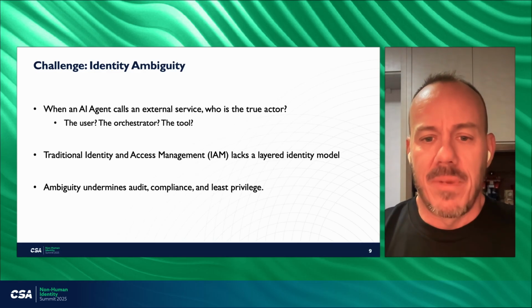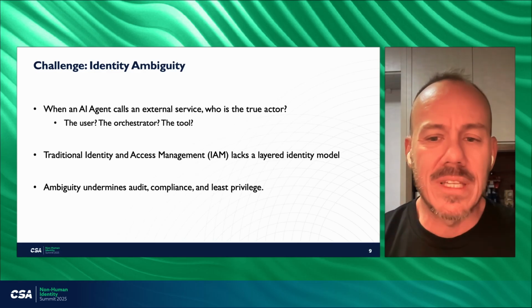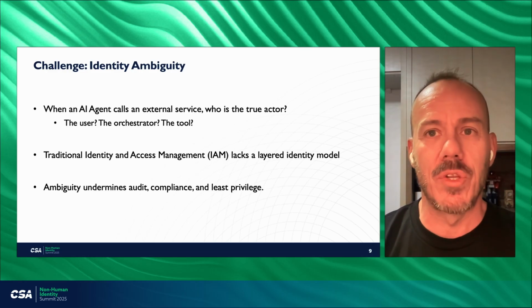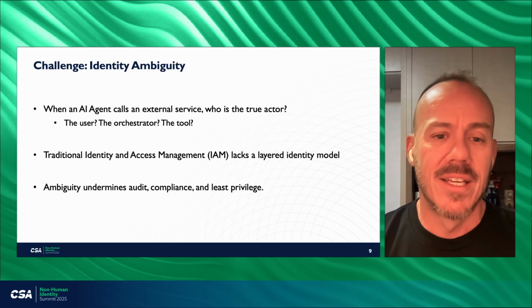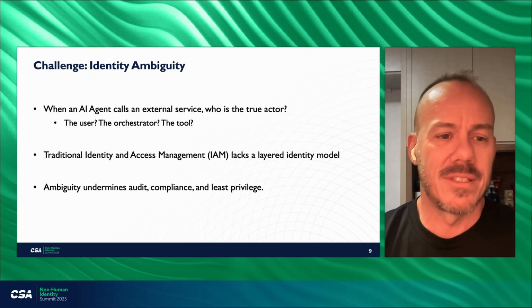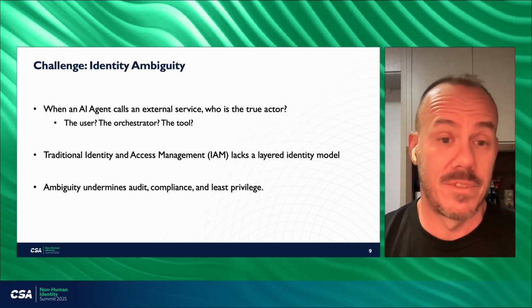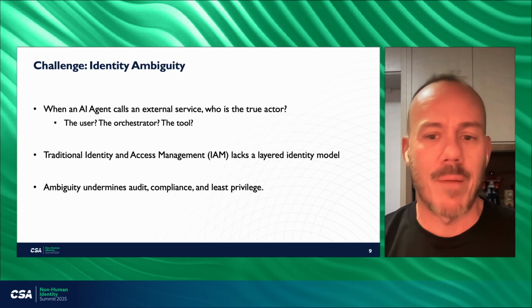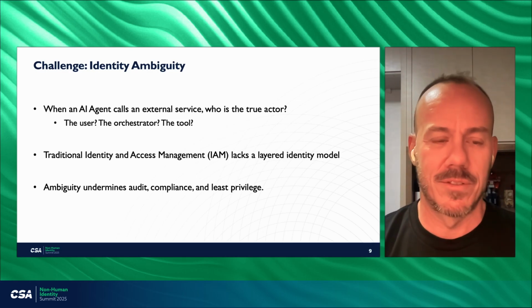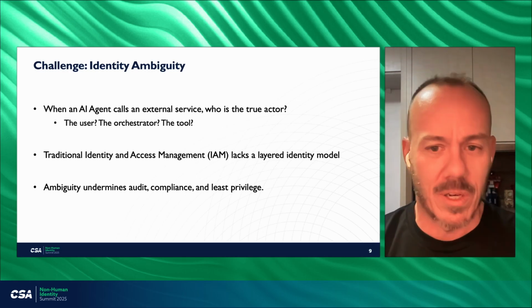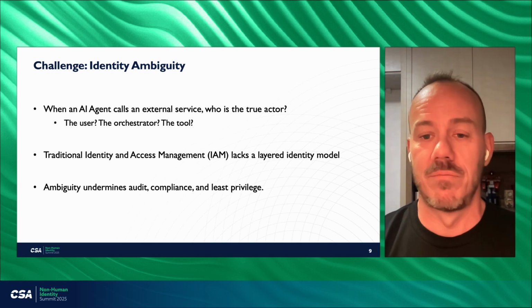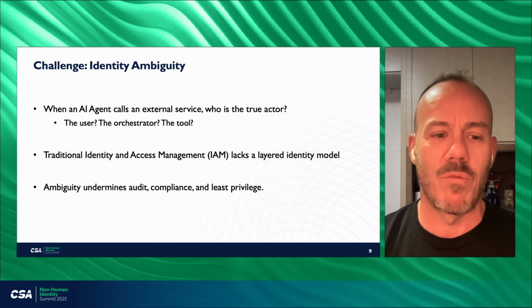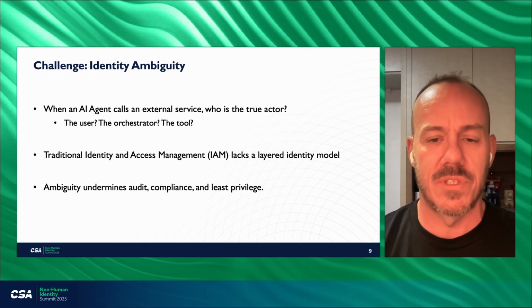Traditional identity and access management solutions really lack a layered identity model. If you think about your SSO provider that you log into at work every day, it really is aware of two entity types. One is a person, a user, and then two is the applications that user wants to connect to. So, for example, I'm a user. I may want to log into Salesforce. I use my IAM system for that, and that flow is pretty straightforward. It's just me, one principal accessing one service.